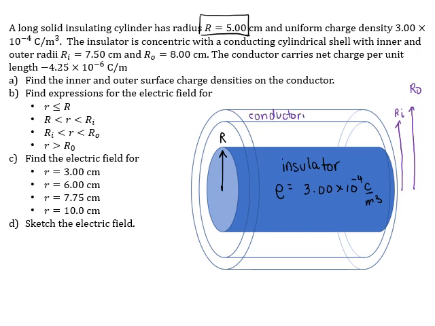We're given the linear charge density for the conductor. We see that that has units of coulombs per meter. So that's lambda equals minus, negative charge there on this one, minus 4.25 times 10 to the minus 6 coulombs per meter. Okay, now we've got our setup nice and clear. We'll get started on part A.